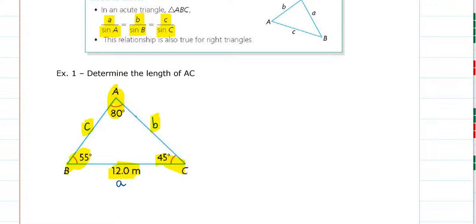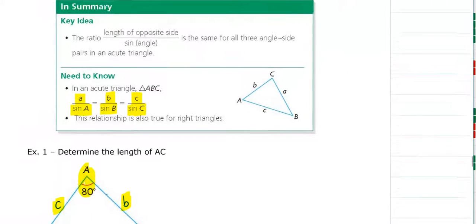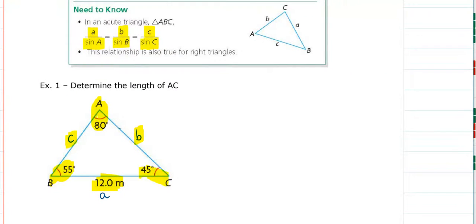angle C. And you can also flip the formula around, and you could say the sine of angle A divided by the length a equals the sine of angle B divided by the length b, and that's equal to the sine of angle C over the length c. So you can just flip the top and the bottom around, and it still works because these are just ratios.